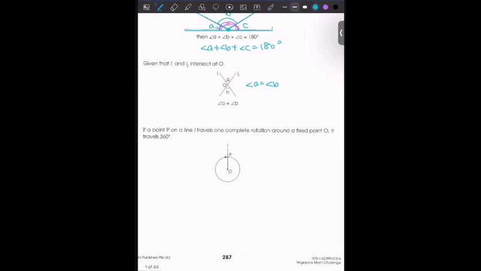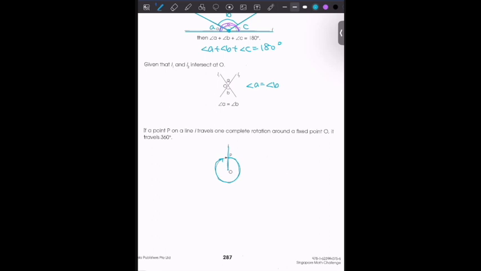Now, in our next scenario, if a point P on a line L travels one complete rotation around a fixed point O, it has traveled 360 degrees. So point P travels around, and so it has traveled 360 degrees. And that is by definition, because by definition a circle has 360 degrees, and so P rotated around a circle, and so it went through one complete rotation of 360 degrees.